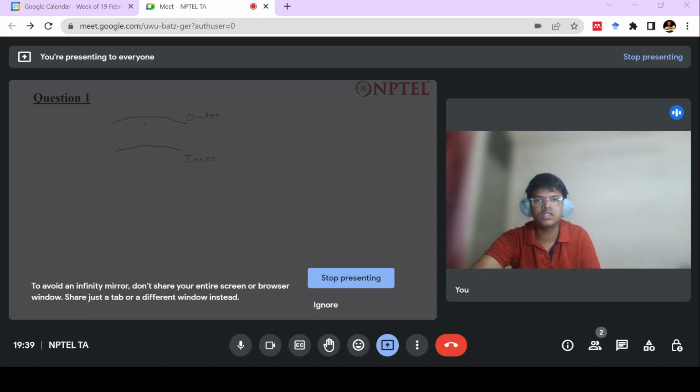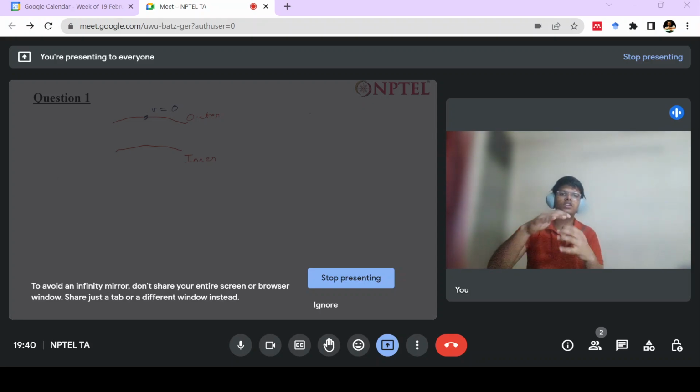The outer cylinder is stationary. If we have to draw the velocity profile of the fluid between the inner and outer cylinders, this one is stationary. Here the velocity, let's represent it using V, is 0 because of the no slip condition. Fluid adjacent to a stationary wall will not move with respect to the wall. What will be the velocity at the inner cylinder? It will be the velocity at which the inner cylinder surface is moving.